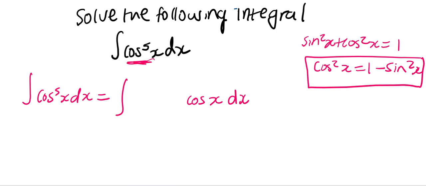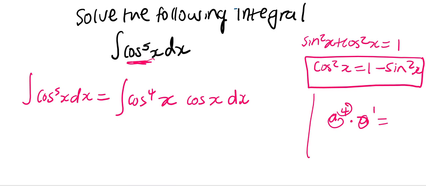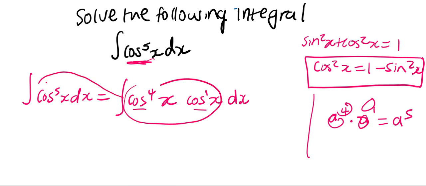So it will be to the power of 1, and the remaining one will be cos to the power of 4x. Reason being, if you look back at your exponential laws, a to the power of 4 times a to the power of 1, because the bases are the same, we add the exponents. So this will be a to the power of 5. Here the bases are the same, it's cos and cos, so we add the exponents. This whole thing will give us this part over here.